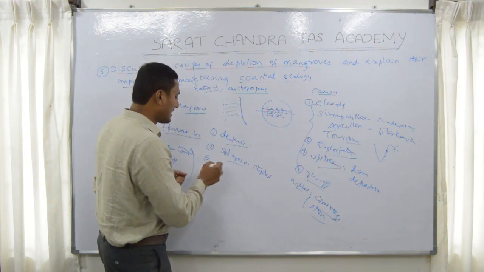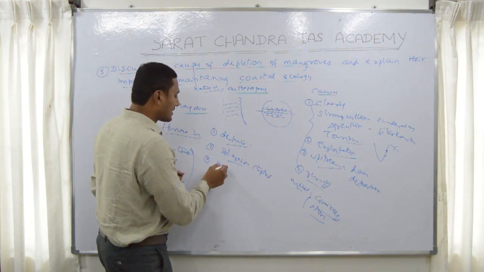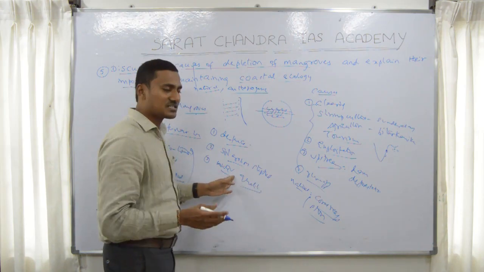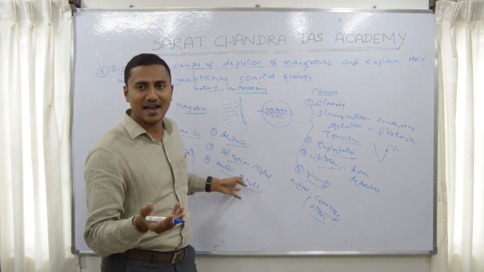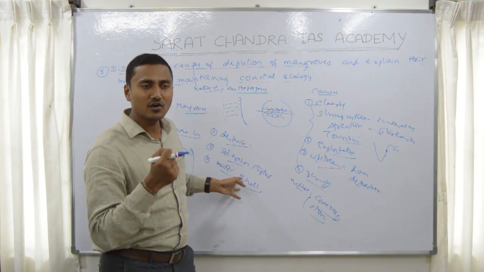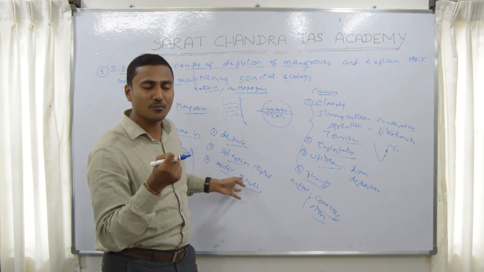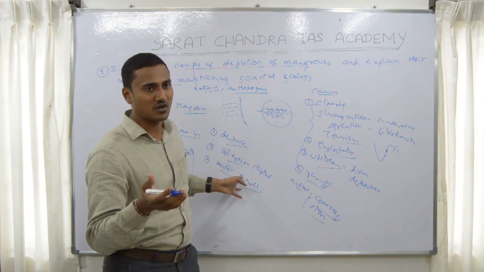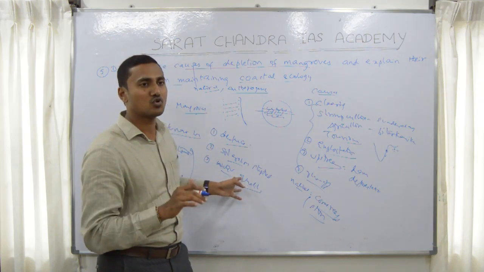Similarly, we can say the purity or quality of water. See, just like any other wetland, mangroves have the capacity to filter the pollutants and make the water clear or purify the water, which actually helps in the coastal ecology.